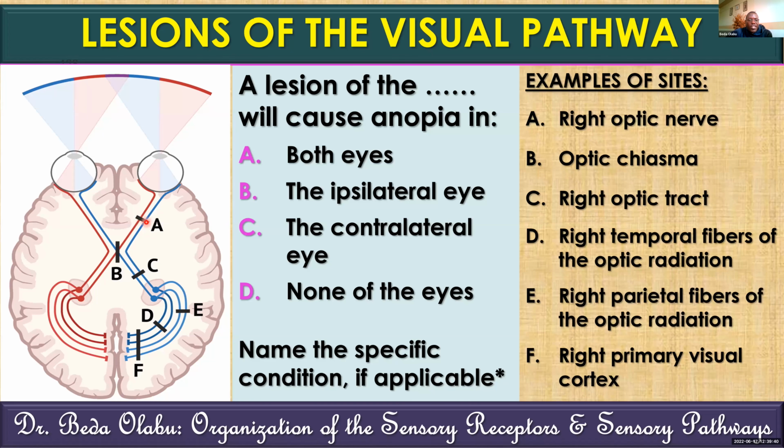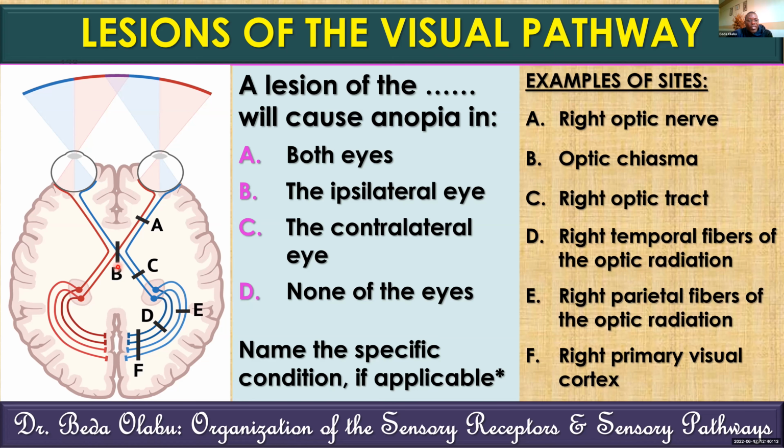If you injure the right optic nerve, it means that information from the right eye cannot go to the brain. Therefore, you'll have total blindness of the right eye. So the name of the specific condition is total anopia of the ipsilateral eye, the same side.